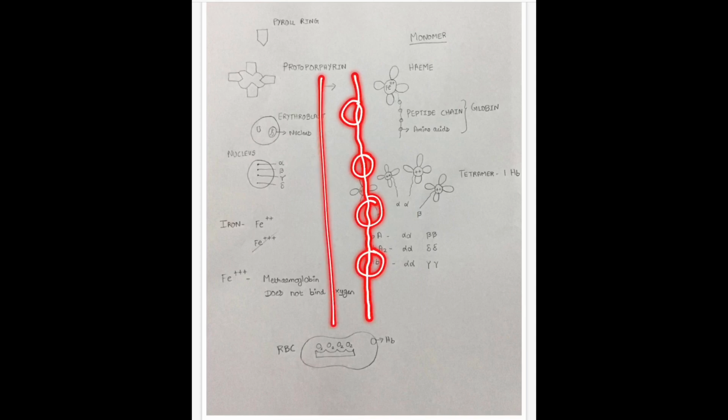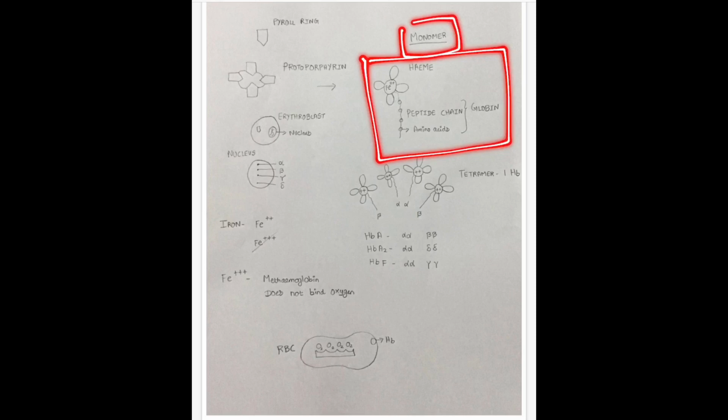So now the nucleus in the erythroblast also synthesizes some peptide chains. This peptide chain is made of amino acids, and this whole structure is known as globin. That is the globin part of hemoglobin. Now do not call this whole structure hemoglobin. This is called a hemoglobin monomer, because hemoglobin is a tetramer.